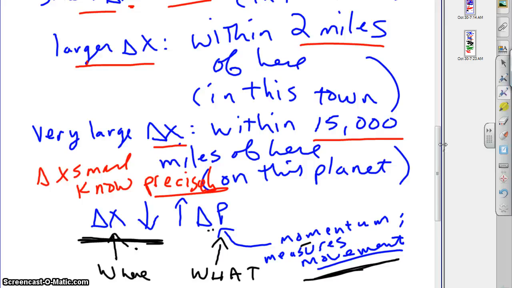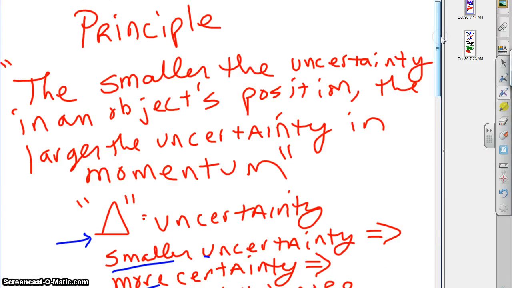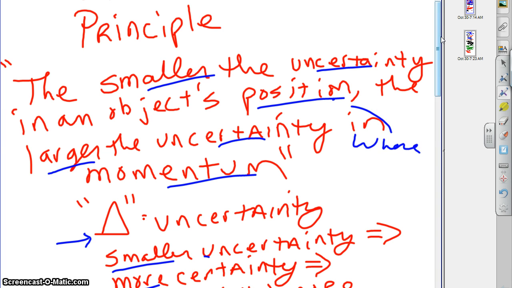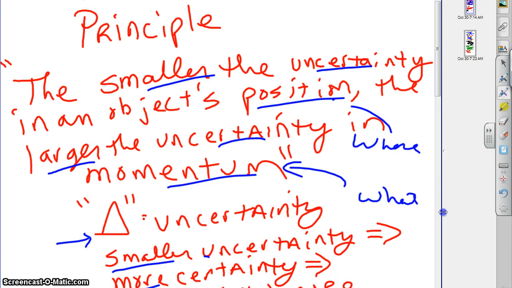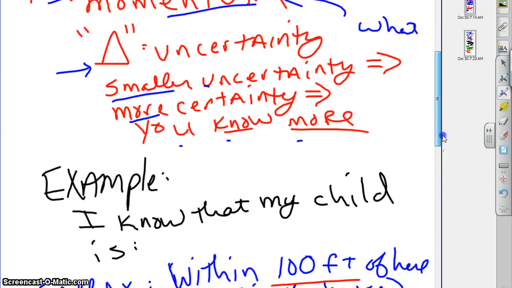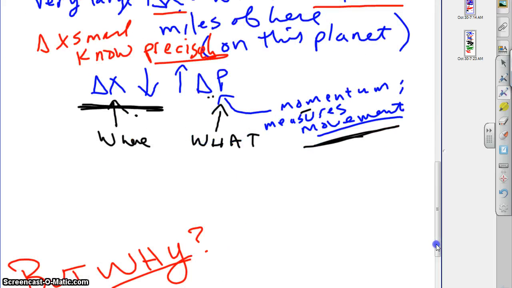And so if we go back up to the statement of the original, it says the smaller the uncertainty in an object's position, the larger the uncertainty in its momentum. So where it is and what it's doing. That's what we're saying whenever we rattle these words off, and that's a little bit of what it means.